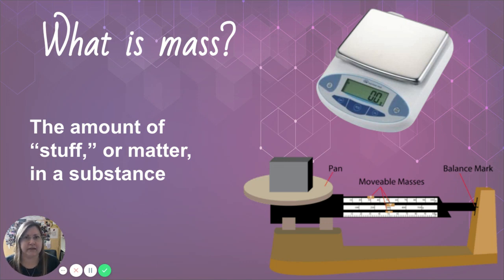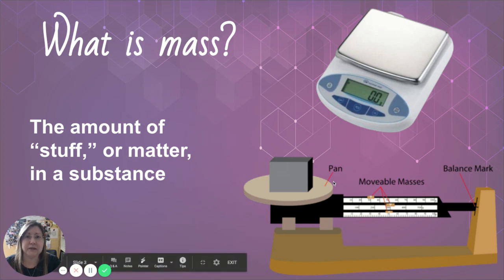So what is mass? Mass is the amount of stuff that is in a substance. It's the amount of matter in a substance. And mass is going to be using the base unit of grams. Sometimes it's larger objects, it will be using kilograms. And mass is usually going to be measured by a triple beam balance, like you see in this picture here.